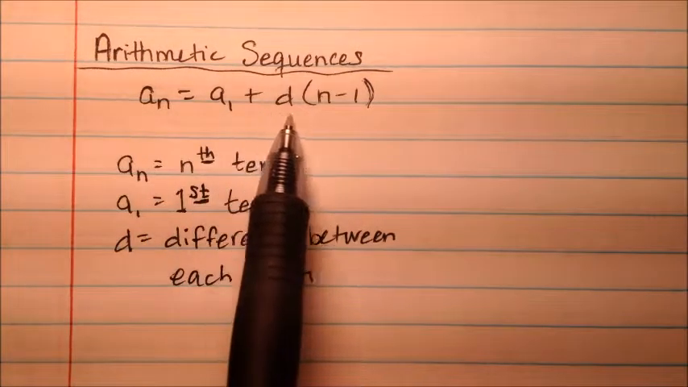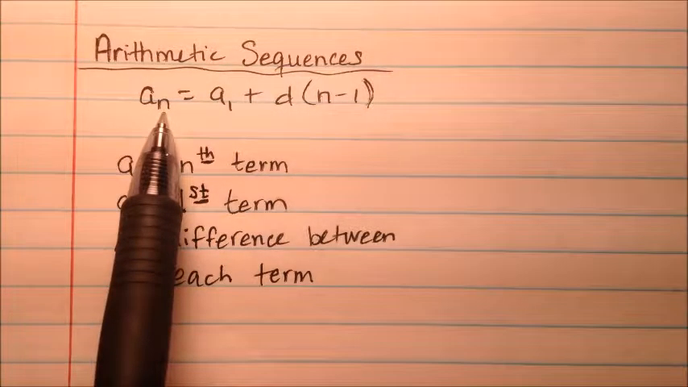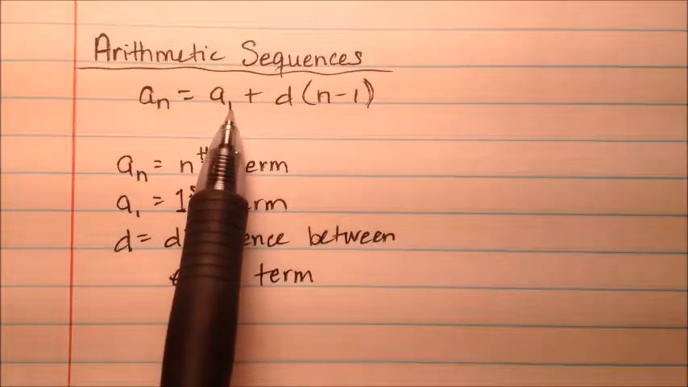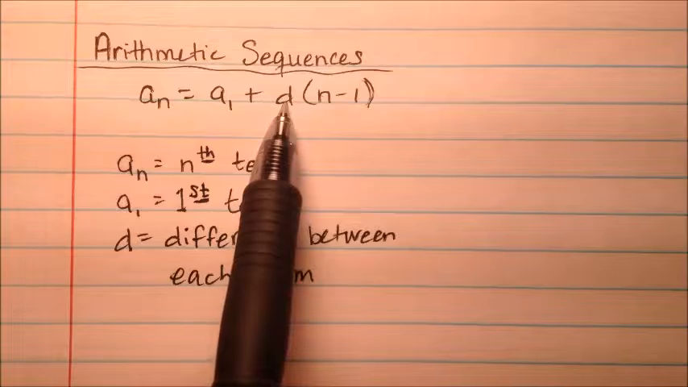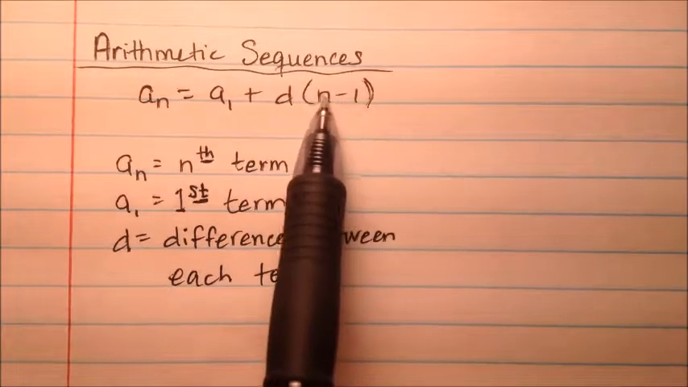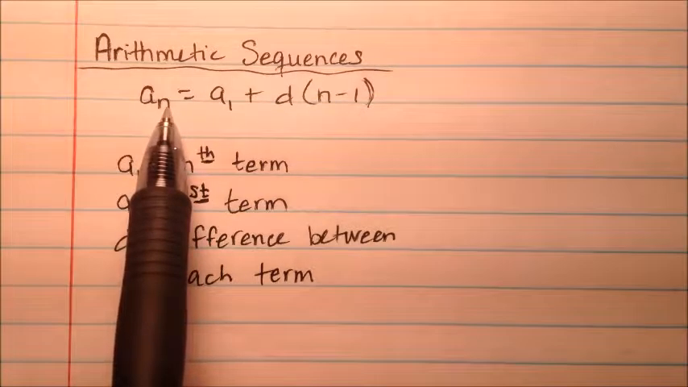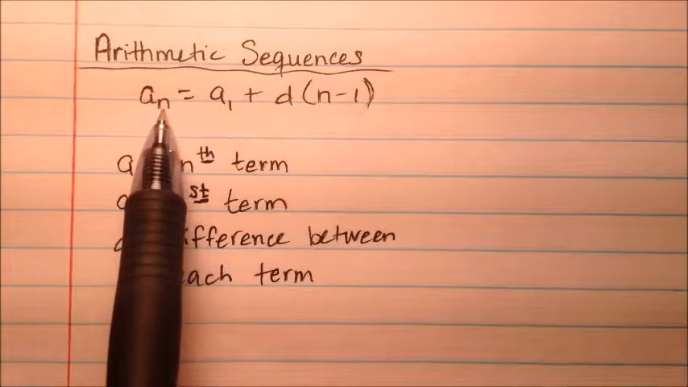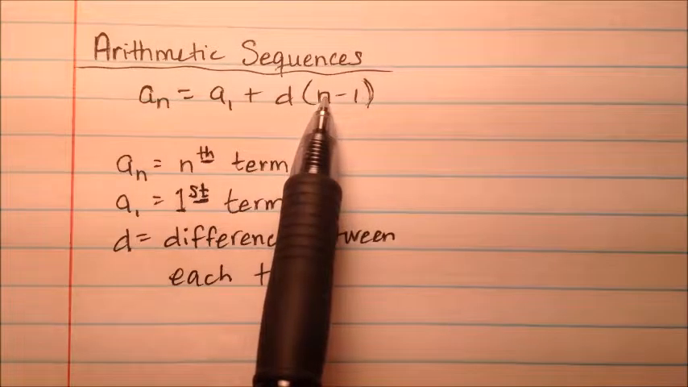We have a nice formula that we can work with, and the formula goes a sub n, which just means the nth term if we're looking for a particular one, equals a sub 1, which is the first term where we start, plus the difference between each term. We're going to multiply it by this quantity n minus 1, where the n tells us the nth term that we're going for. So if we're going for the 30th term, a sub n is the value of the 30th term, while n is just the number 30.